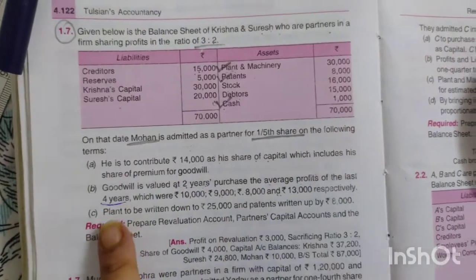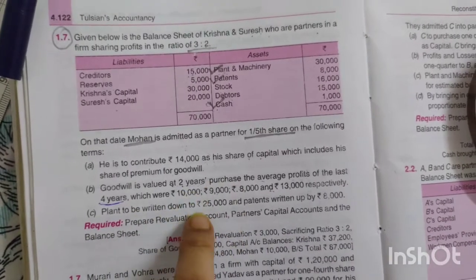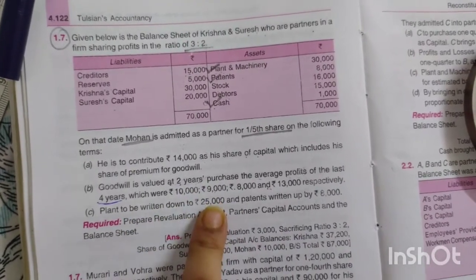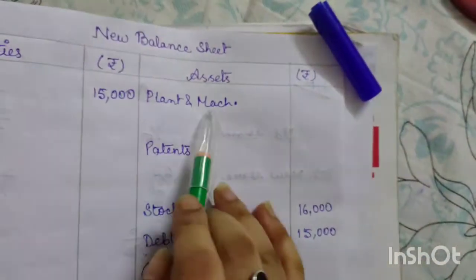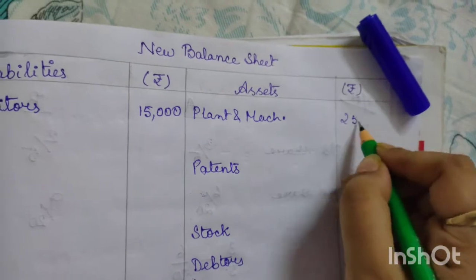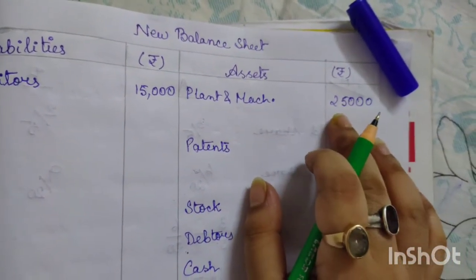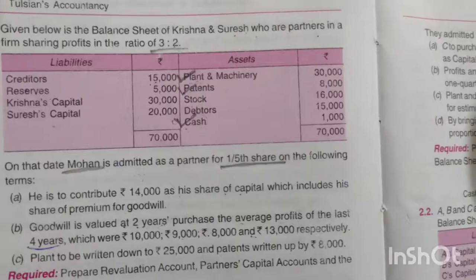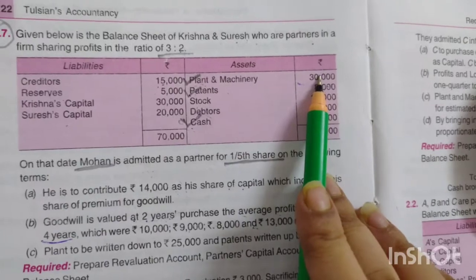Now next adjustment, plant to be written down to, means we have to bring down the value of plant to 25,000. This is the new value of plant. So in plant and machinery we can directly write 25,000, as it is mentioned very clearly that we have to bring down the value, or written down value, to 25,000. And from the old balance sheet, it's very clear that earlier it was 30,000. So the value of plant has decreased.